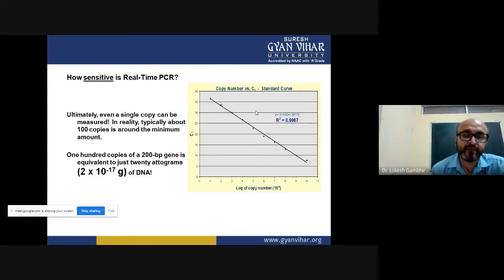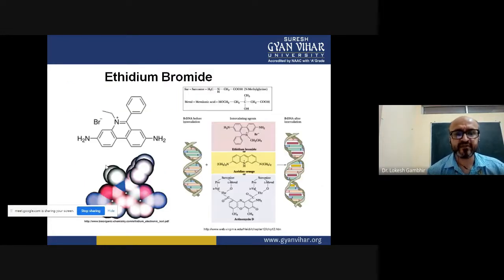Then we put that CT value in this particular equation, and we see that if the CT value is 25, then the viral load is this much. This is the copy number, or this is the infection that will be happening. So if you have 100 copies of a 200 base pair gene, that is equivalent to just 20 attograms of DNA. So if you have 100 copies of 200 base pairs, the weight will be roughly around 10⁻¹⁷ gram of DNA.